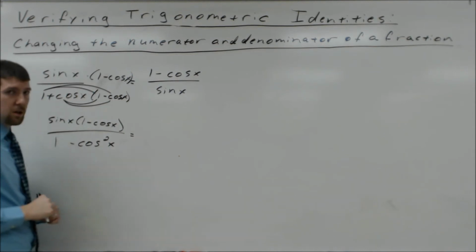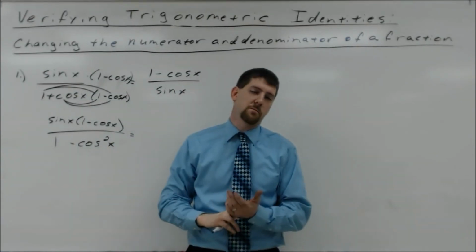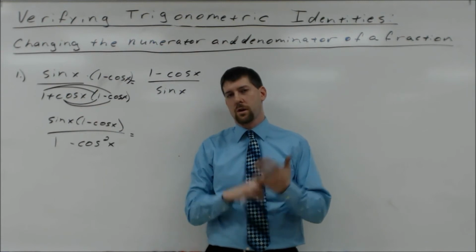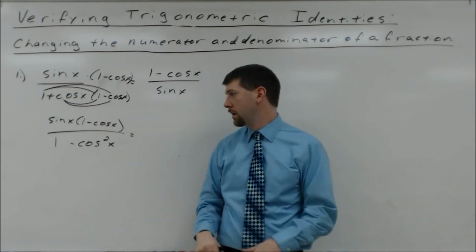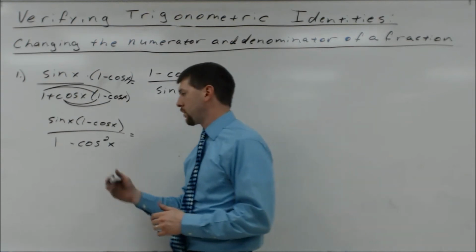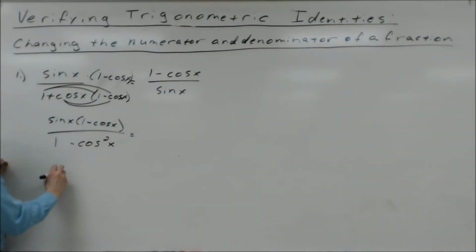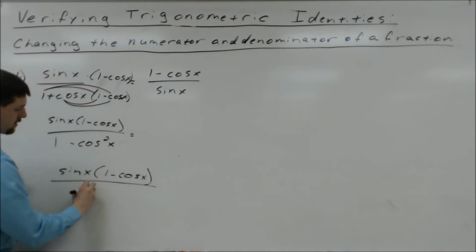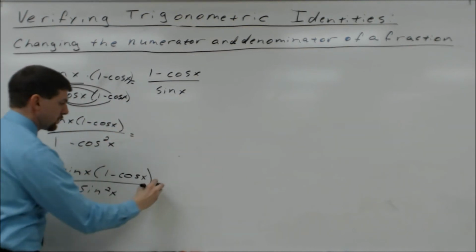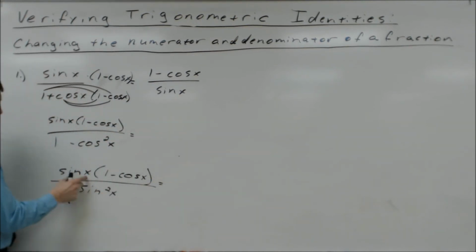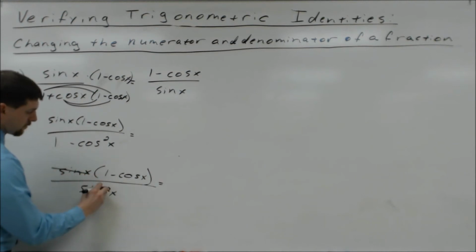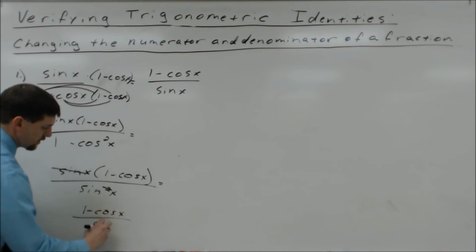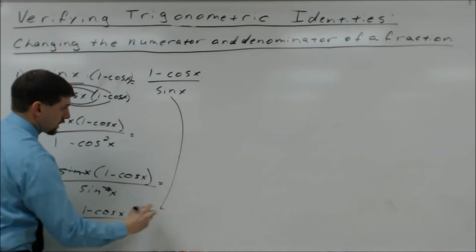So 1 minus cosine squared should look familiar to you. That's a manipulation of that first Pythagorean identity. Remember, sine squared plus cosine squared equals 1, and we said I could subtract that cosine squared over. So that 1 minus cosine squared of x is equivalent to sine squared of x, which is very handy because I need a sine on the bottom. Well, if I've got sine squared on bottom and sine on top, 1 sine on top cancels with 1 sine on bottom, so I've got 1 minus cosine of x over sine of x, which is exactly what we were trying to get to.